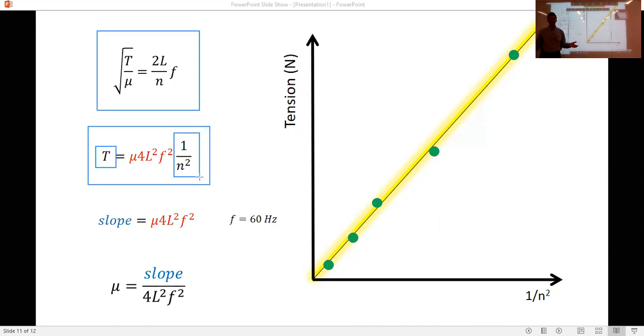It's pretty complicated looking, but it's not too bad. But the mass per unit length times 4 times the length squared times the frequency squared. Again, the frequency is going to be 60 hertz. That becomes my slope. Well, how do I find mu from that? Well, again, you're going to graph this. The computer's going to find the slope for you.